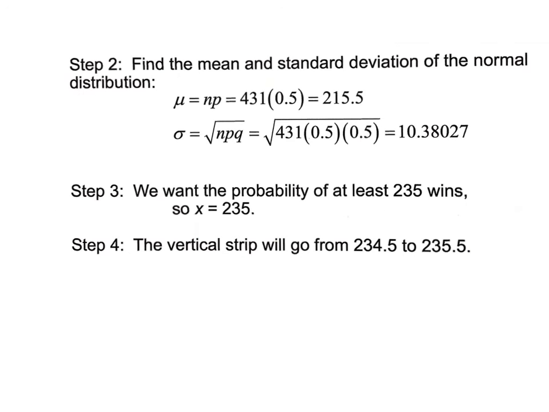Step two is find the mean and standard deviation, so I did n times p, found that, that's our mean, which we already knew. Standard deviation, 10.38. Now, what I need is a probability of at least 235.